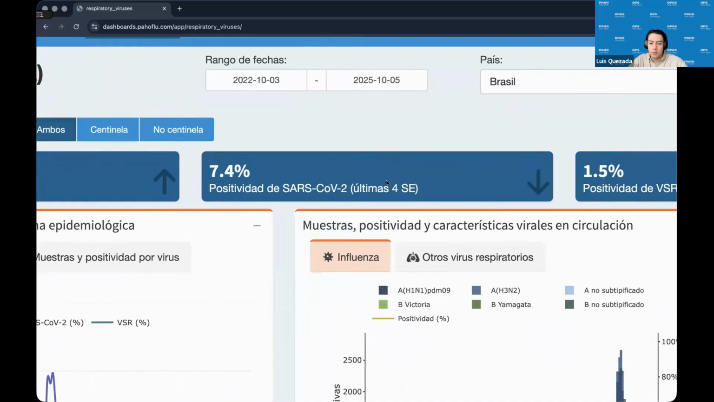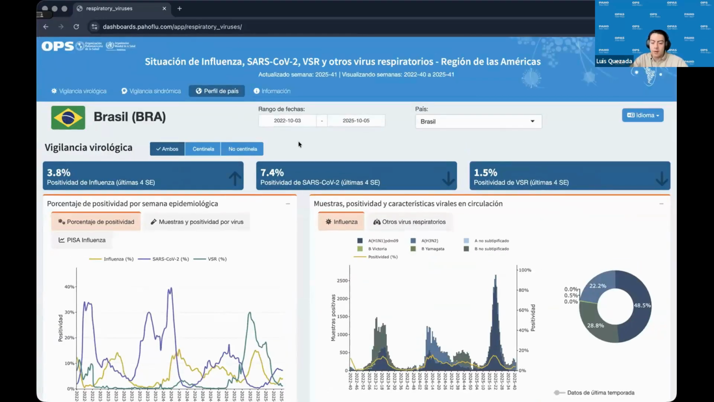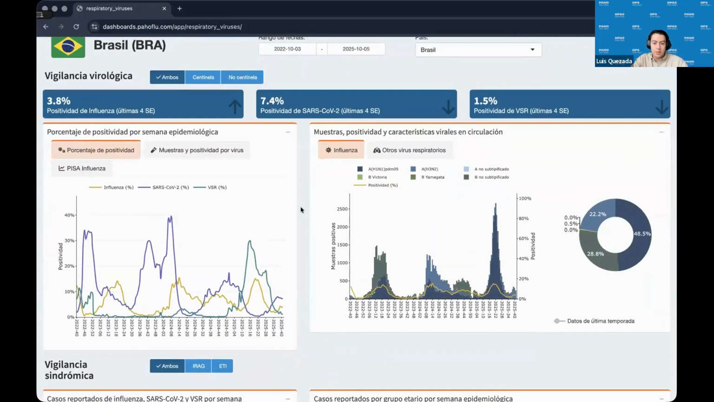On this side, we have the positiveness for SARS-CoV-2 and a downward pointing arrow that shows it's a decreasing trend. These boxes can be used to see what is happening in the last 4 epidemiological weeks, EWs, but in the following boxes, we can also check the same information.